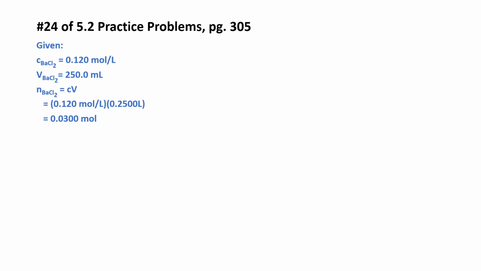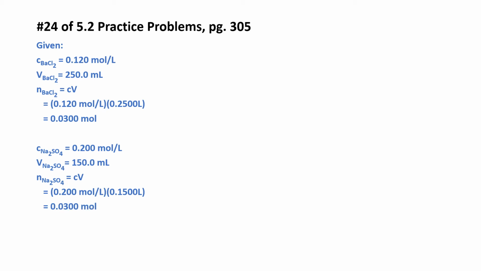Now we're going to do the same for the sodium sulfate. We have our concentration of 0.2 moles per liter and our volume of 150 milliliters. Again, the formula for number of moles equals concentration times volume. We put our values in, remembering to convert milliliters to liters. So 150 milliliters becomes 0.150 liters. And we find that we get 0.0300 mole. Again, it's a 1-to-1 ratio.